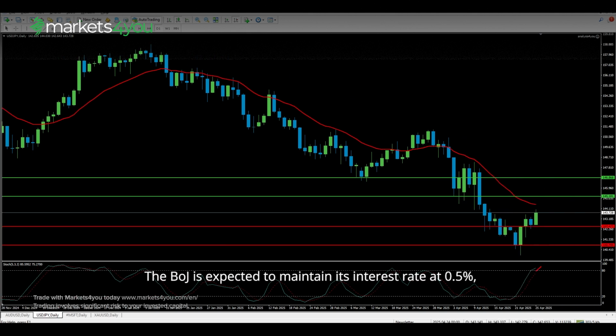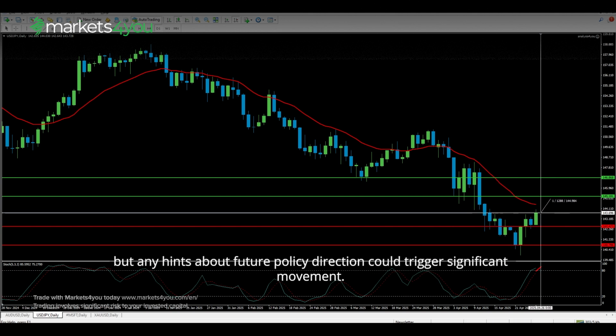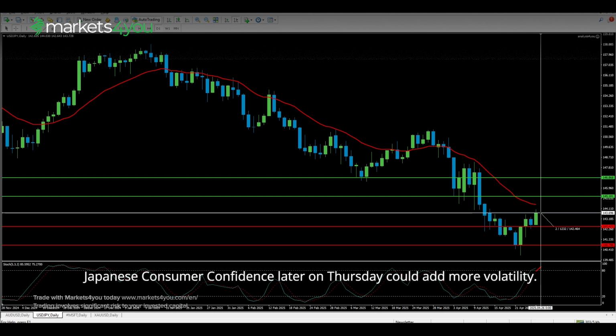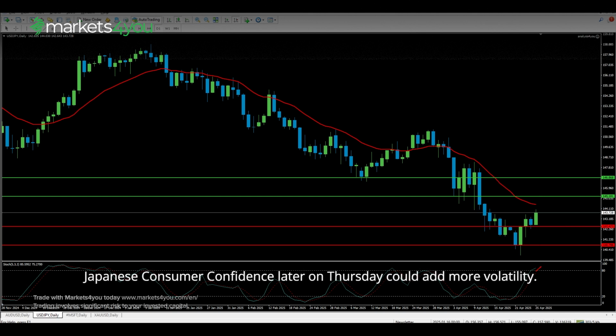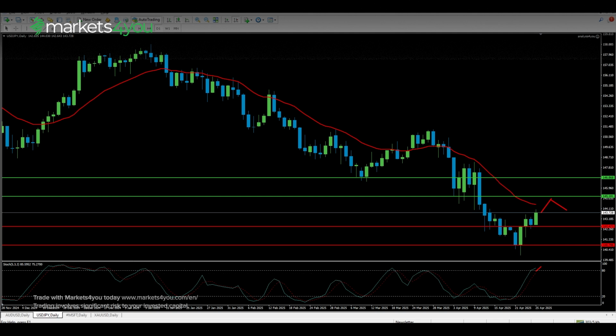The BOJ is expected to maintain its interest rate at 0.5%, but any hints about future policy direction could trigger significant movement. Japanese consumer confidence later on Thursday could add more volatility. Additionally, Japanese retail sales and industrial production on Tuesday night can make for an exceptionally active week for this pair. Both instruments could see considerable volatility this week.